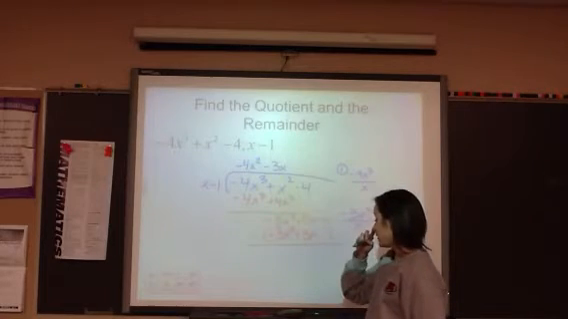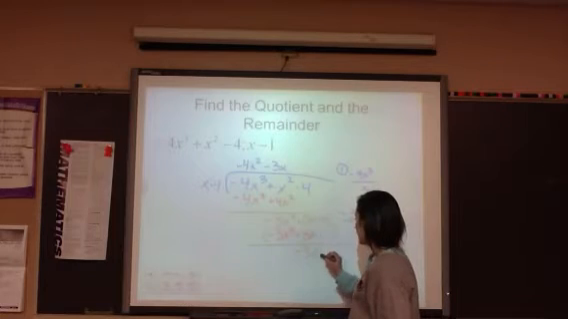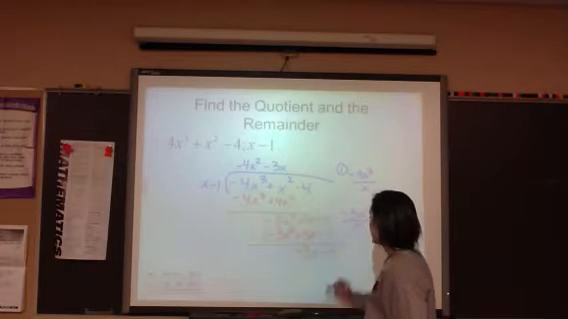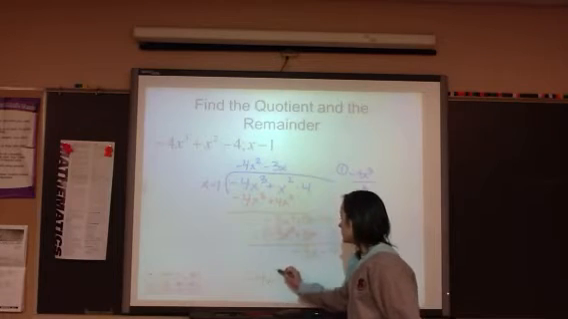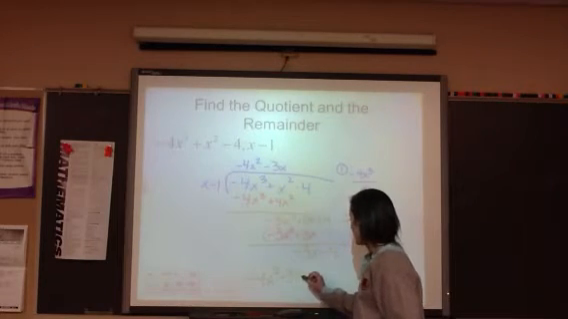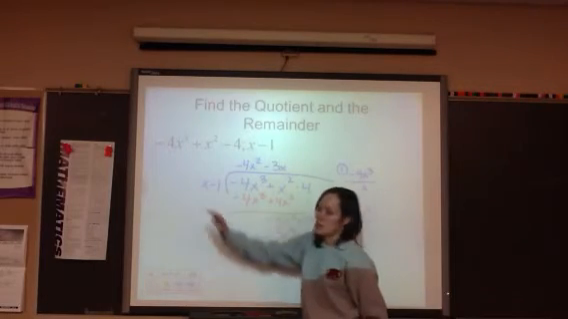The negative 3x squares cancel. 0x minus 3x is negative 3x. Negative 4 minus 0 is negative 4. So our answer is negative 4x squared minus 3x. Oh, I'm not done. Am I? That exponent is not lower than that exponent.